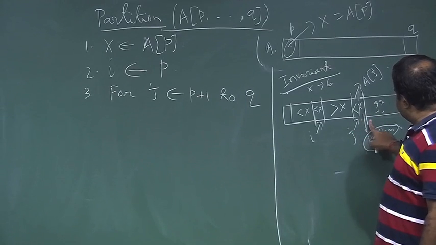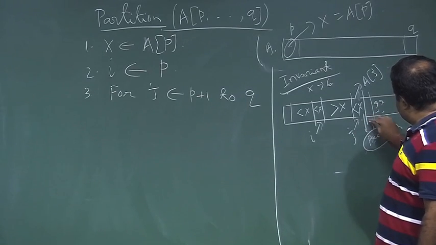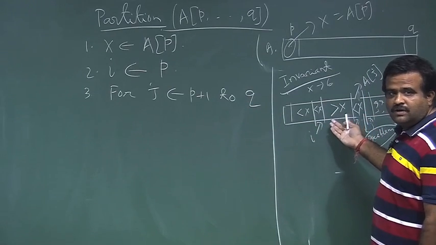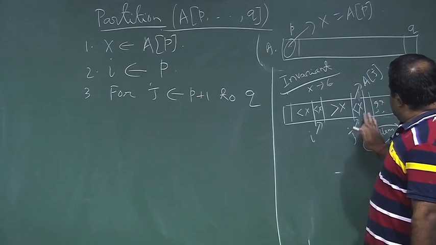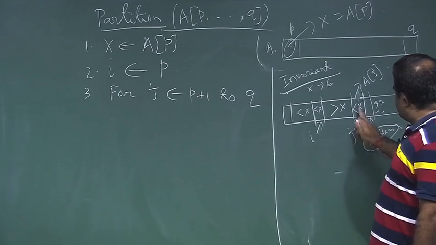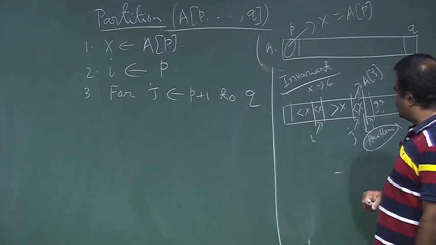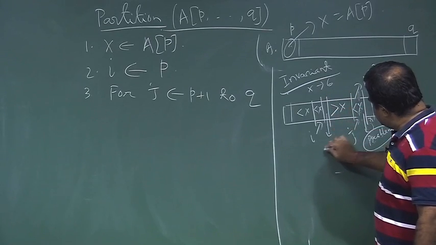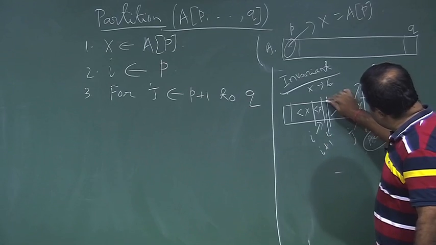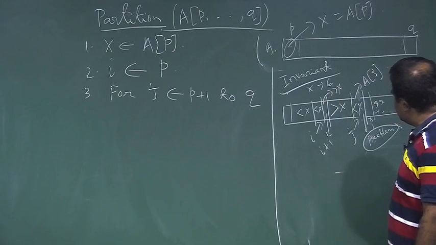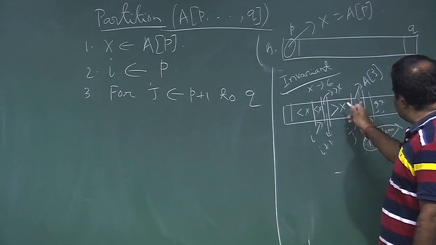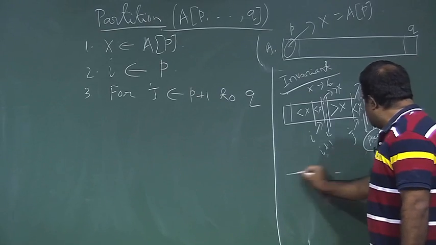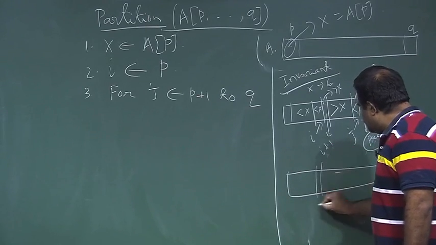So, then we cannot just increase j by 1, we cannot just let the for loop move j to this point. In that case, we are violating our invariant. So, for that what do we want? We want to exchange this with something which is greater than x. We know the element sitting here, the i plus 1 element, is greater than x. Now, if we just exchange this and this, and increase i by 1, then we are through.